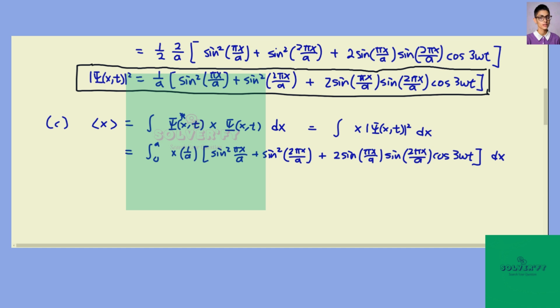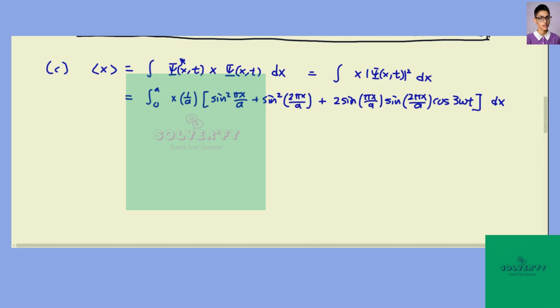Okay, so here there are three integrals that we need to do. I'm just going to do them one by one. It makes it easier. Okay, so 0 to a x sine square pi x over a dx. Okay, this gives us a square over 2. This is also the same for x sine square 2 pi x over a dx.